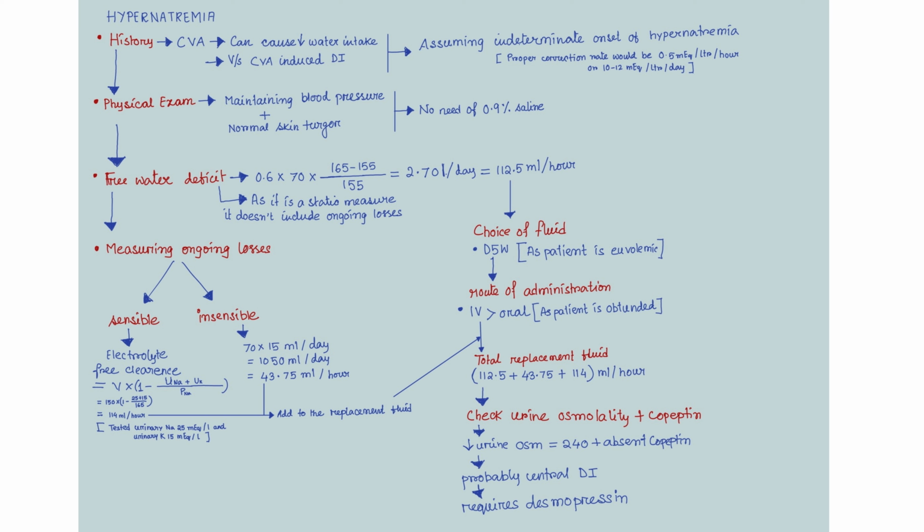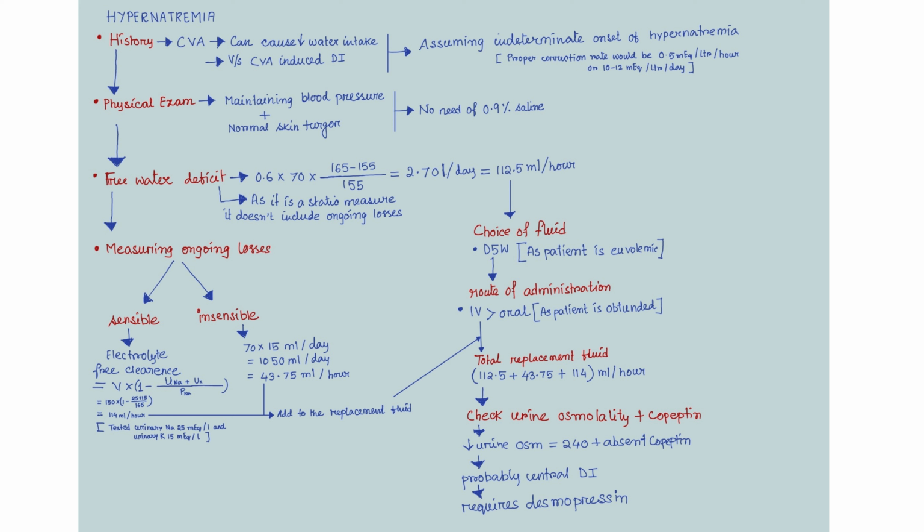As this free water deficit equation is a static measure and it does not include ongoing losses, we have to measure the ongoing losses, so the sensible and insensible losses. The sensible losses are electrolyte free clearance, which is V, the volume of urine, multiplied by 1 minus urinary sodium plus urinary potassium over plasma sodium.